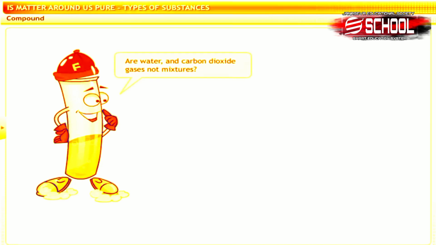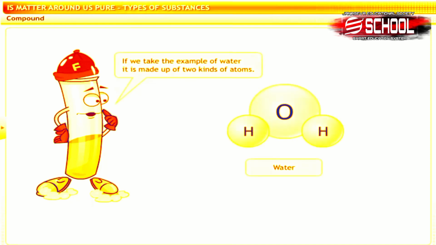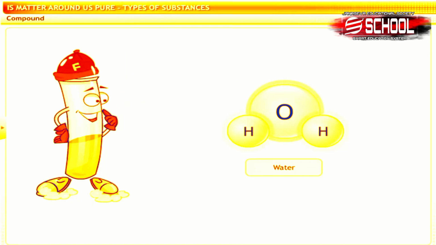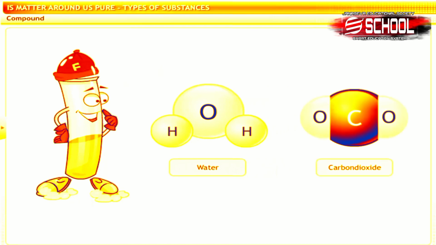Are water and carbon dioxide gases, not mixtures? No. Why? If we take the example of water, it is made up of two kinds of atoms. Yes, you are right. Water is made up of oxygen and hydrogen atoms. But still, it is a pure substance. How? Water and carbon dioxide are examples of compounds. Compounds? Another set of substances.